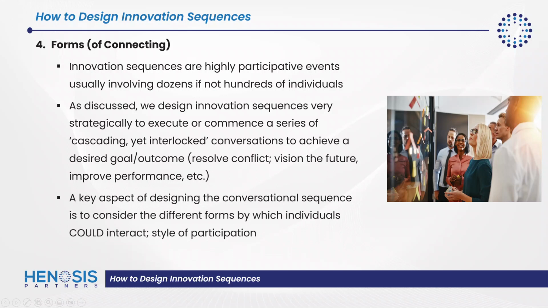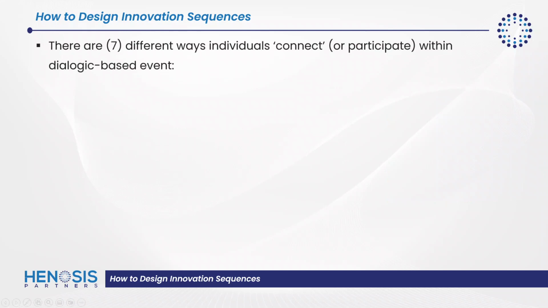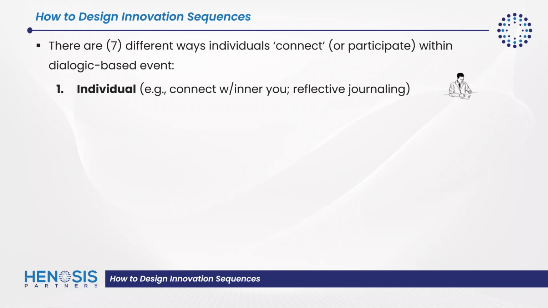Now, a key aspect in designing the conversational sequence is to consider the different forms by which individuals could interact, that is, the style of participation. And there are 7 different ways that individuals could connect or participate within a dialogic-based event. One connection type is individual, where an individual is connecting with their inner self through perhaps a reflective journaling type of exercise. Another connection type is pairs, where we design a paired exercise, such as an empathy walk, to get others to understand and appreciate the points of view and perspectives of others who have been brought together to solve a challenge.